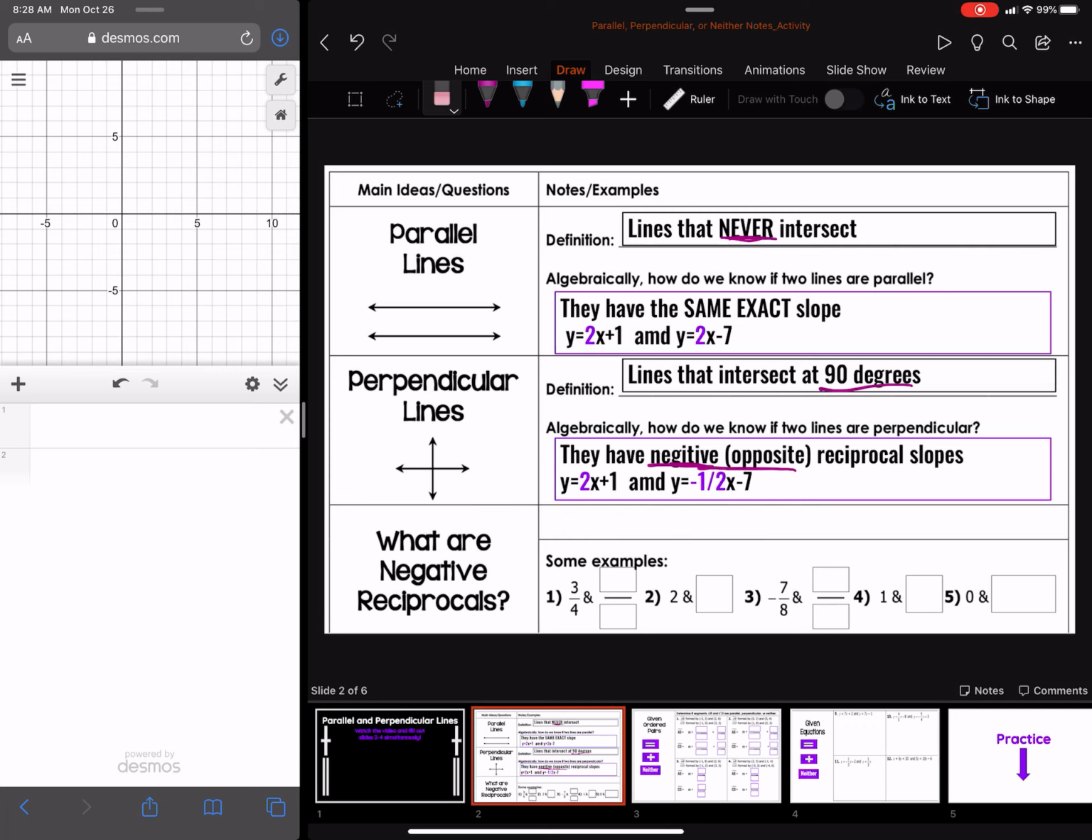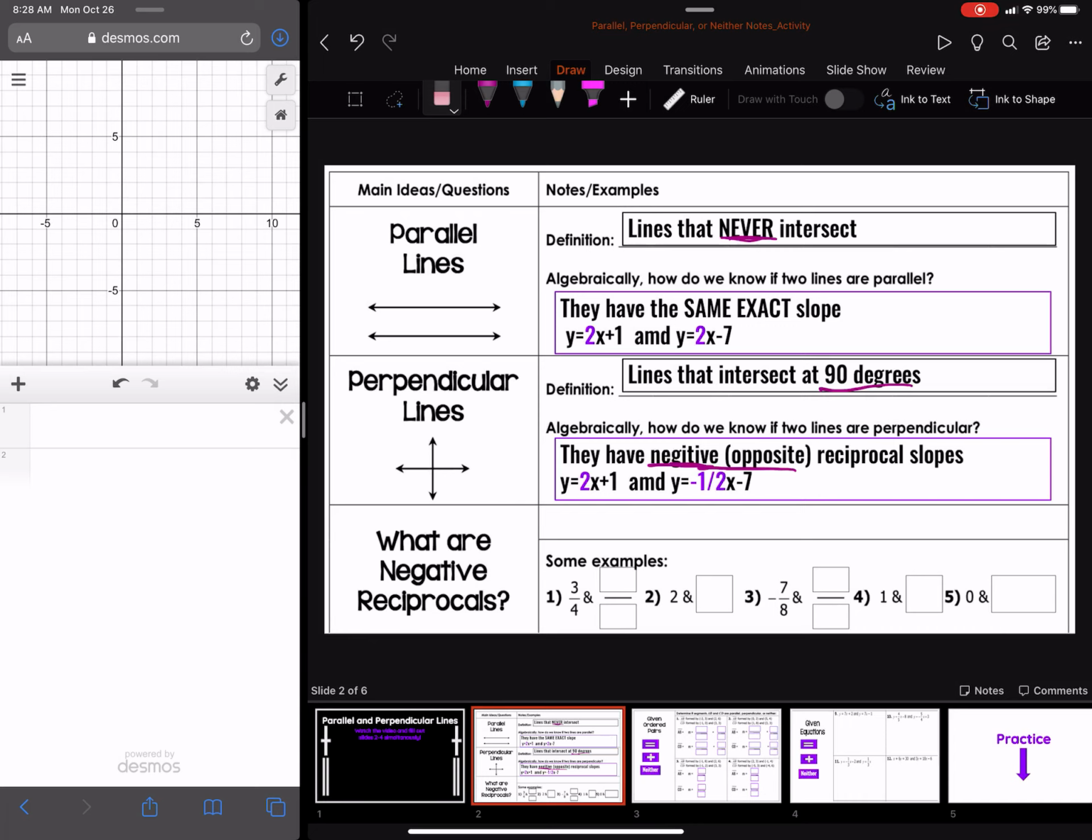It has to have two conditions. So not only are we talking about the opposite, 2 and negative 2, we're also going to be talking about the reciprocal. So 2 and 1/2. And see, what's the opposite of 1/3 would be 3. So we're going to be looking at both of those. But it's got to have both opposite and reciprocal slopes.